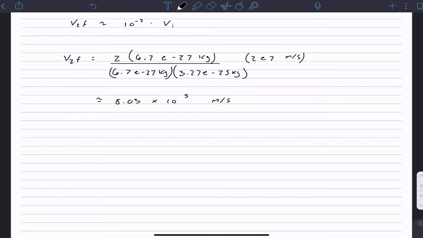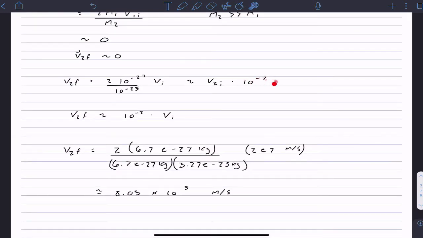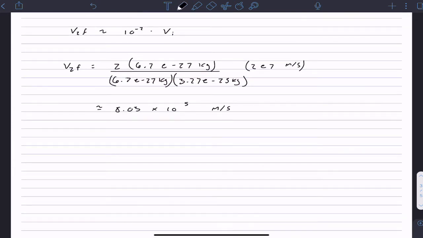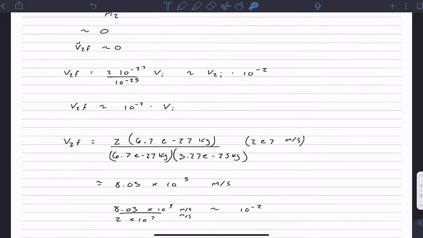If you take the ratio of the two, this is 2 orders of magnitude, and that's actually what I had estimated here, 2 orders of magnitude lower than the speed with which you start. So if you take 8.03 times 10 to the 5 over 2 times 10 to the 7, meters per second over meters per second, you end up with a ratio of close to 10 to the negative 2. So that is what we estimated.